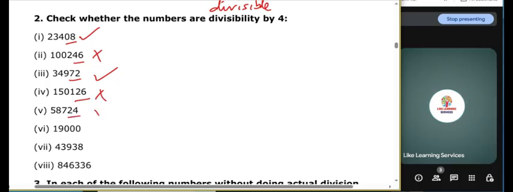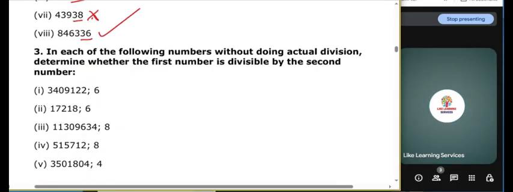This one, of course, divisible by 4. Is this one divisible by 4? Yeah. This one, not divisible by 4. This one. And then the last one is divisible by 4. Okay. Let's see this one.